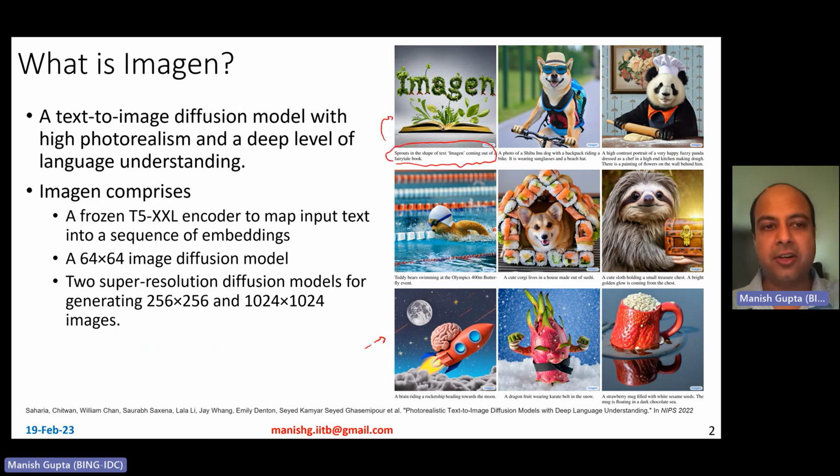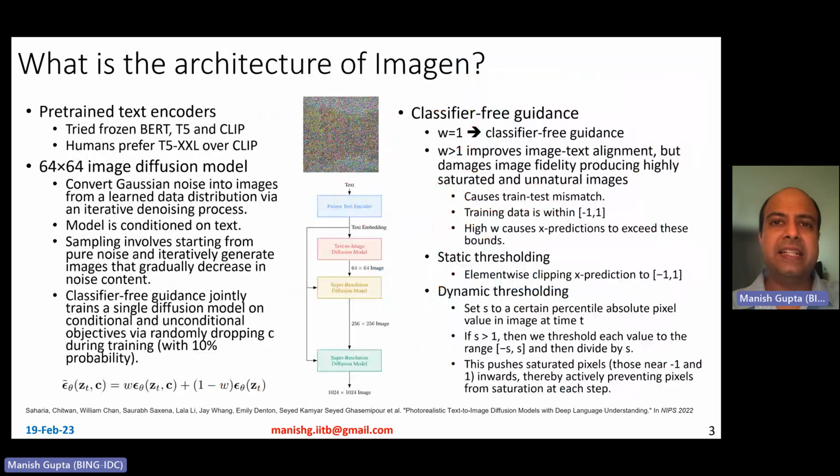Imagen creates images accordingly. The architecture of Imagen comprises these three parts: a frozen T5 XXL encoder, which maps the input text into a sequence of embeddings, and then a 64x64 image diffusion model, and then two super resolution diffusion models for generating high resolution images, 256x256 and 1024x1024 images. Okay, so let's look into the detailed architecture of Imagen and try to understand.